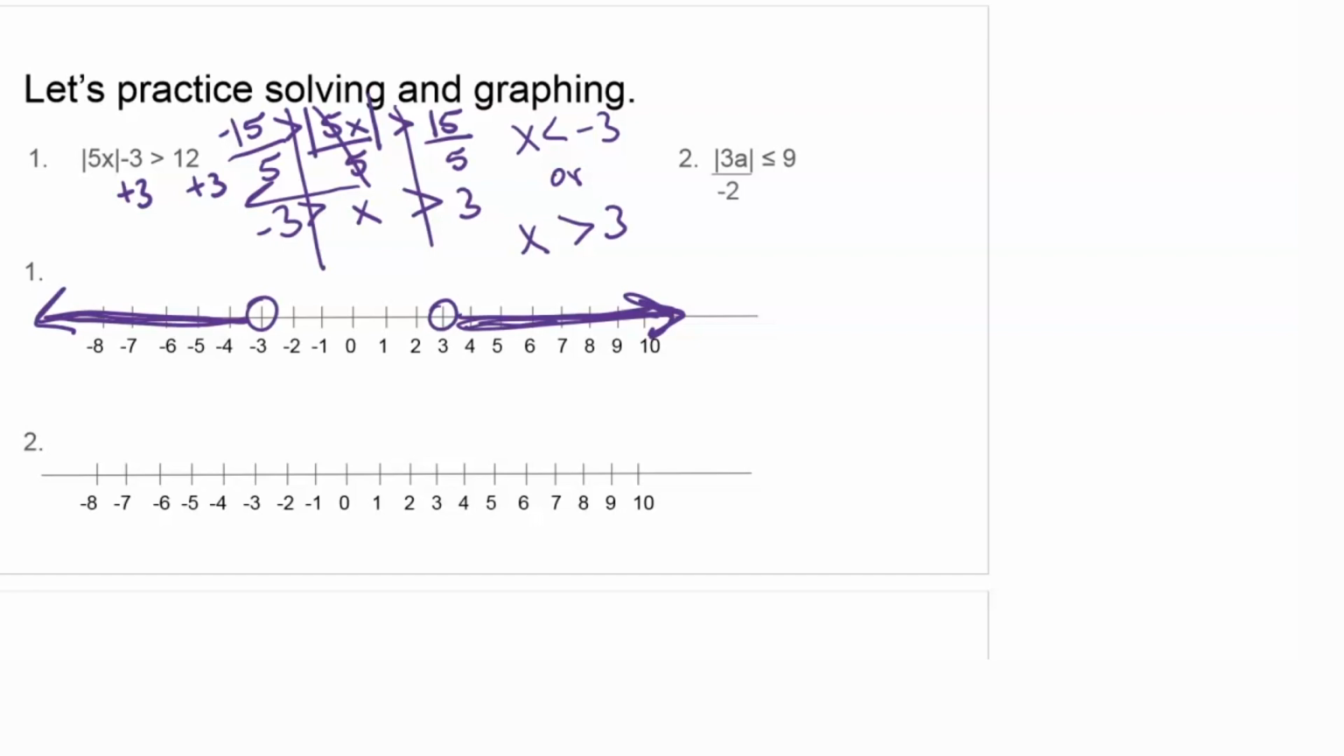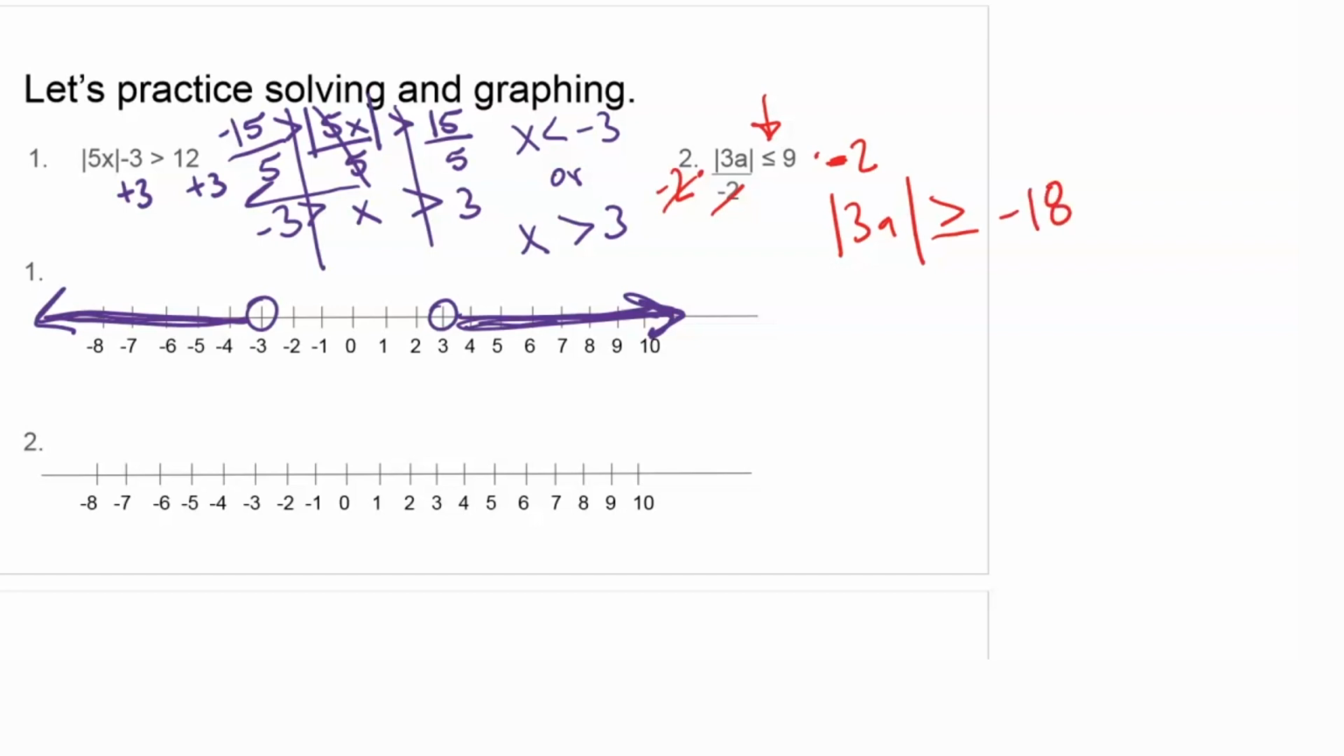Now looking at number 2, so our first step in solving is to get the absolute value by itself. So we have this negative 2 on the outside that we have to get rid of. So I'm going to multiply by negative 2 on both sides. So then we get the absolute value of 3a. And then this is tricky because I multiplied by a negative. That's when I flip the sign. So instead of a less than or equal to, I'm going to do a greater than or equal to. And then 9 times negative 2 is negative 18.